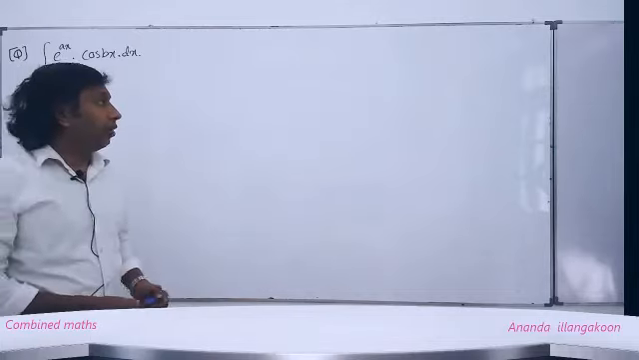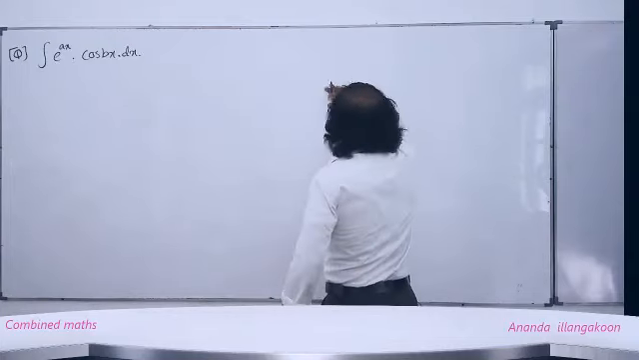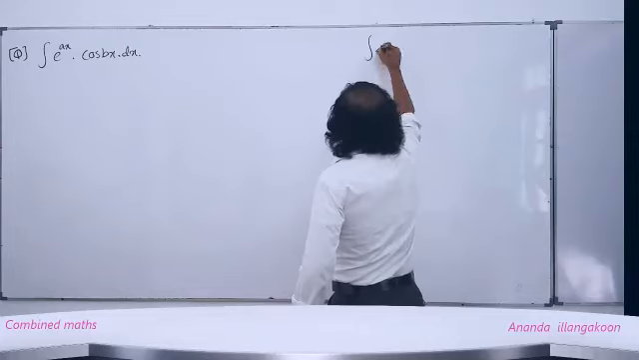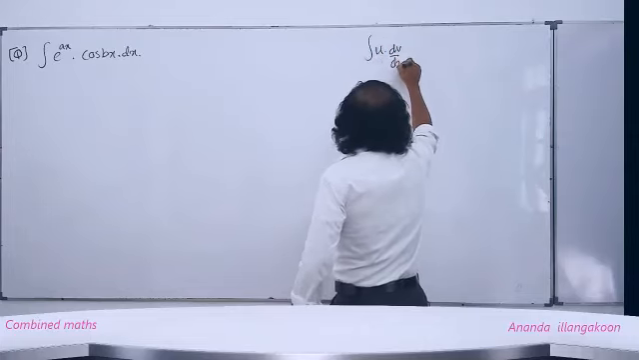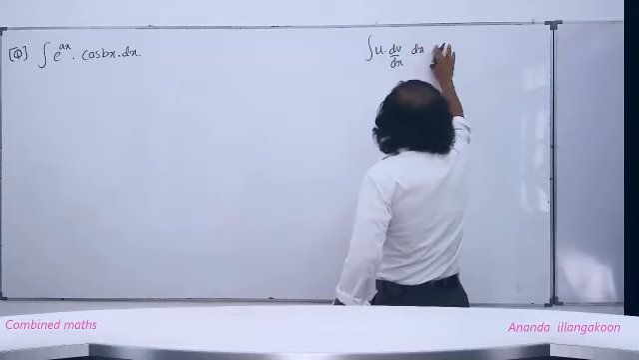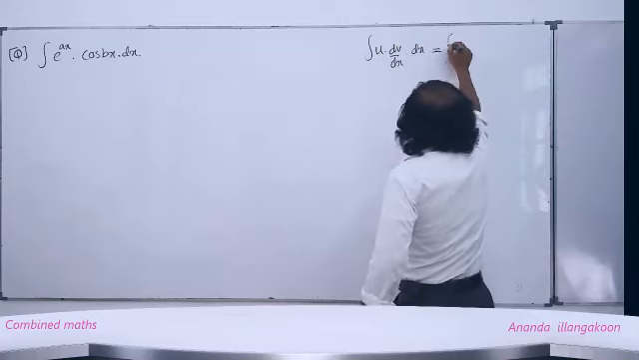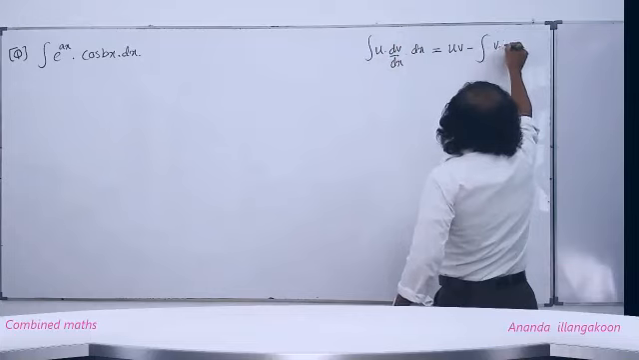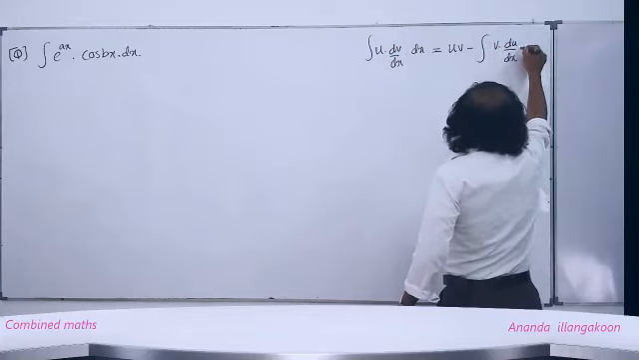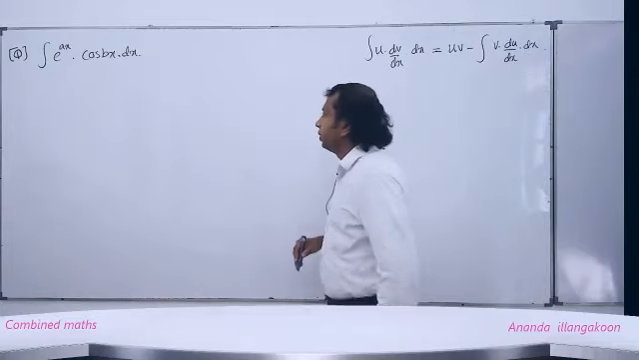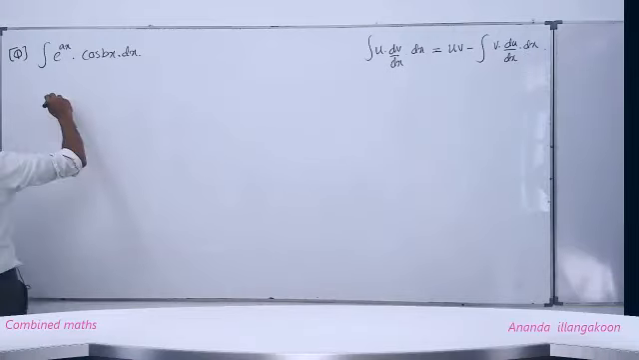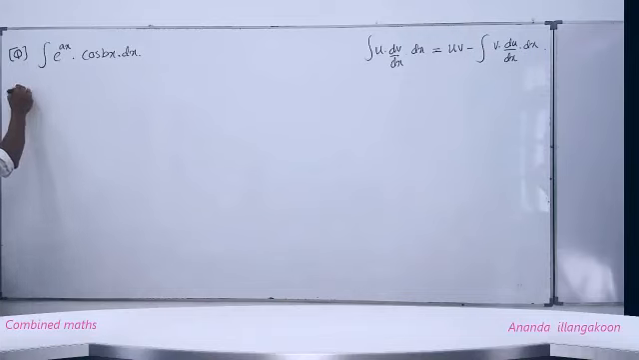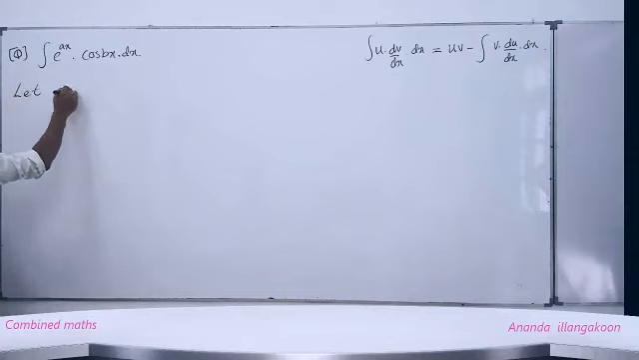By parts formula, you know, the by parts formula is the integration of u times dv by dx dx equals uv minus the integral of v times du by dx dx. Right. So then this function, let this answer be I.